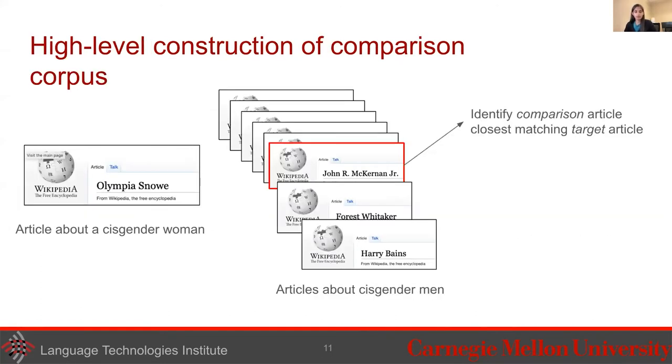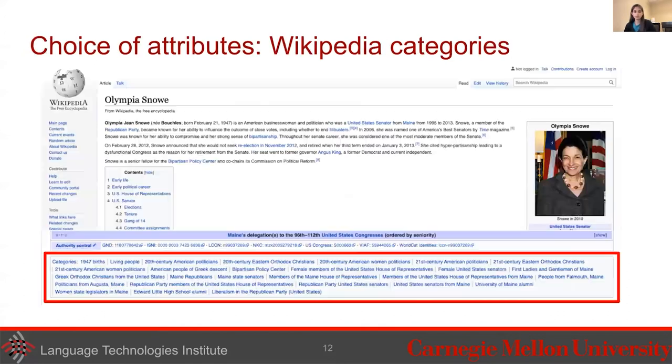So if this is the goal, how do we get there? Well, we start with a target corpus, and in our case, the target corpus is always smaller than the candidate comparison corpus. And for each article in the target corpus, we want to identify an article from the candidate comparison corpus that most closely matches the target article. So it's clear that we need some set of attributes about each article that we're aiming to balance. And then we can measure how similar the traits of each candidate comparison article are to the traits of each target article in order to find the best comparison article.